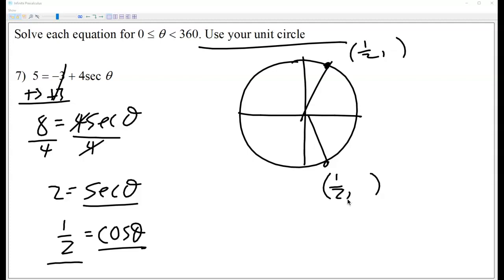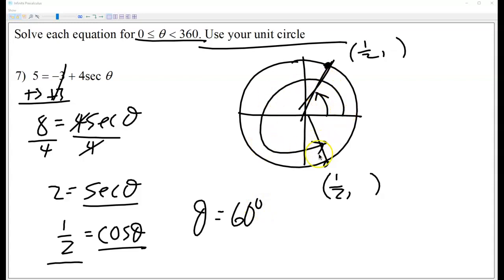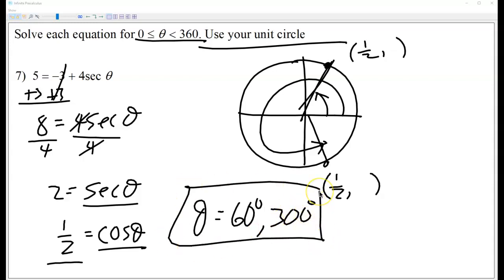And so now we need to ask ourselves, what are those angles that go with it? Well, on our unit circle, this one up here is, you could write it as either degrees or radians. You could tell up here, since they're wanting degrees though, that's going to be theta equals 60 degrees. So that's this angle. And then this one way over here, that one would be 300 degrees. And so there's our two answers.